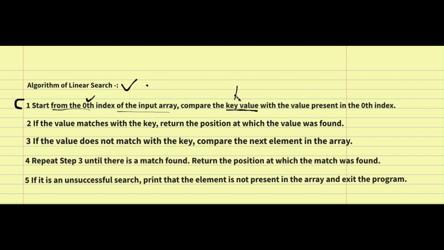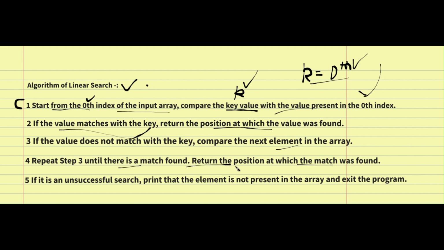Compare the key value, the k that we took in the example, suppose k equals 2, or any other number. You have to compare the k with each and every element starting from the 0th index. If the value matches with the key, you have to return the position at which the value was found. You will just return that position and stop further searching for the element, if it is already found at any position.